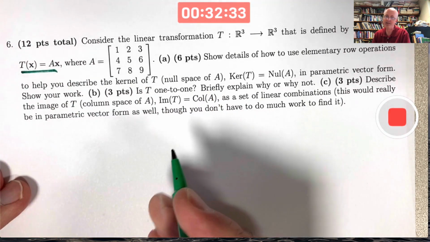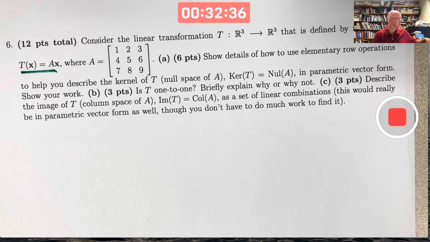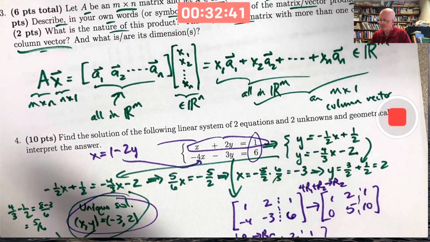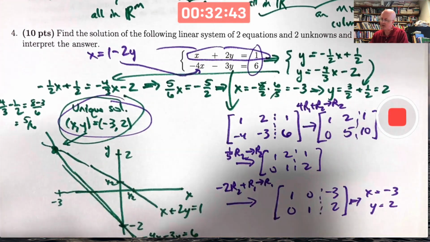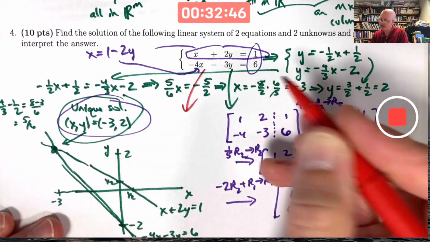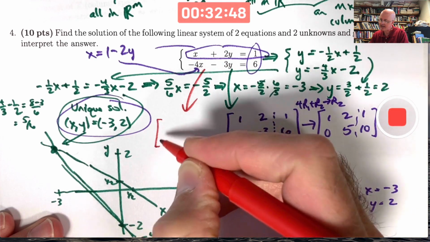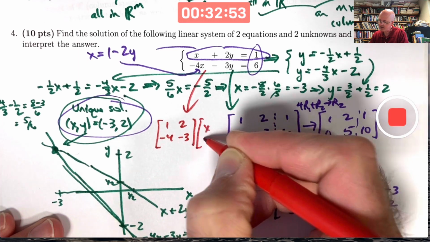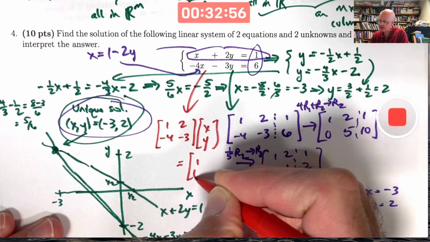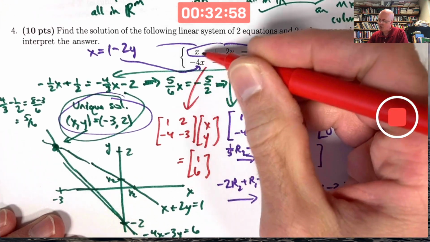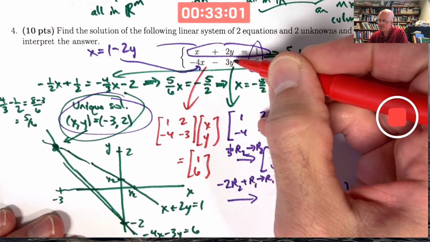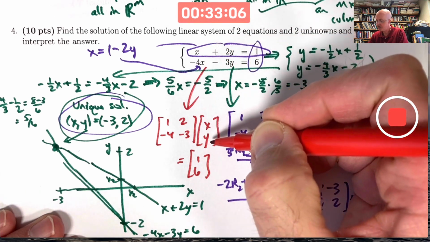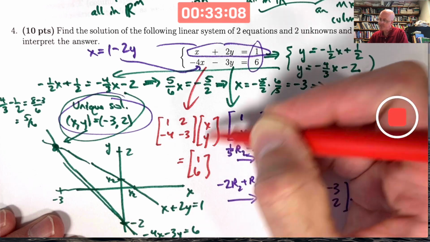equals A times x. Oh, and I forgot about the matrix multiplication here. It's worth doing. This system here can be thought of as a matrix multiplication. The left-hand side can be thought of as this matrix times this vector equals this vector. This is the coefficient matrix of that system. And these are the column vectors, and there's your output vector, so to speak.